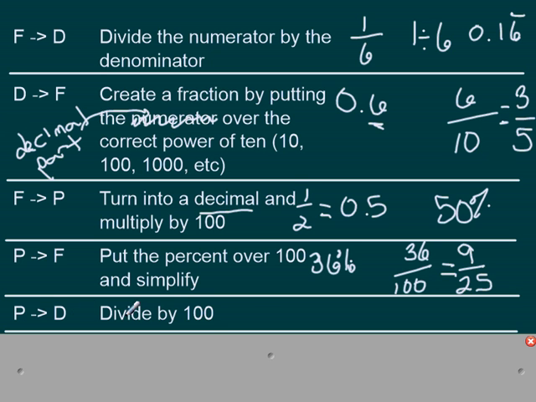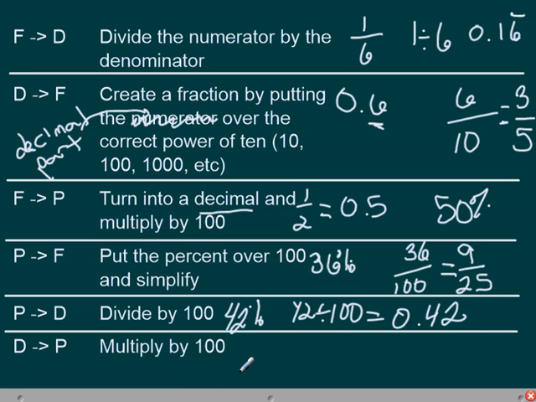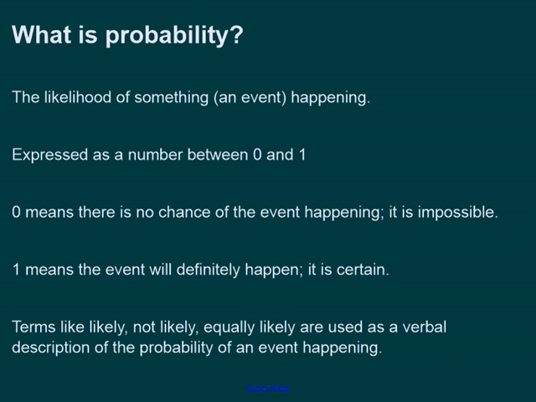To turn a percent to a decimal, you just divide by 100. So 42%, I would do 42 divided by 100, and that would give me 0.42, and that would be my decimal. To turn a decimal to a percent, you have to multiply it by 100. So 0.35, you take that times 100, and you get 35%. Okay? So now, once we've reviewed these topics, let's talk about the basics of probability.